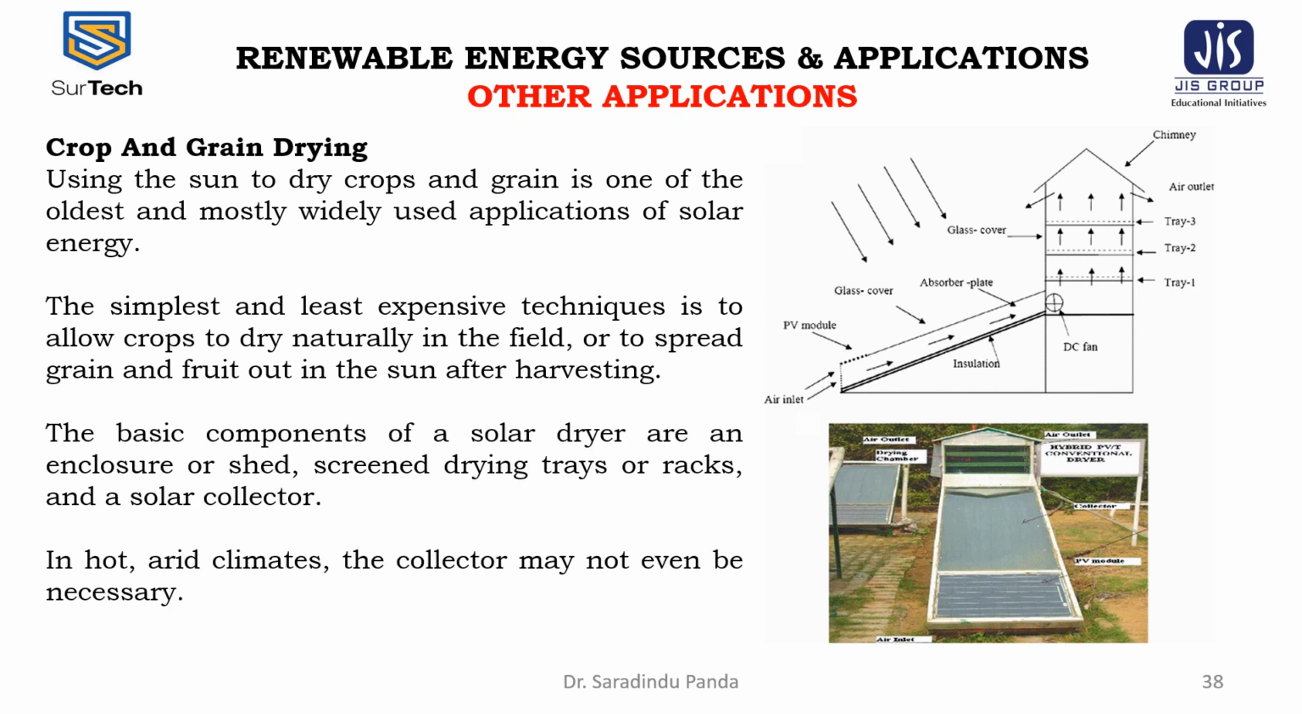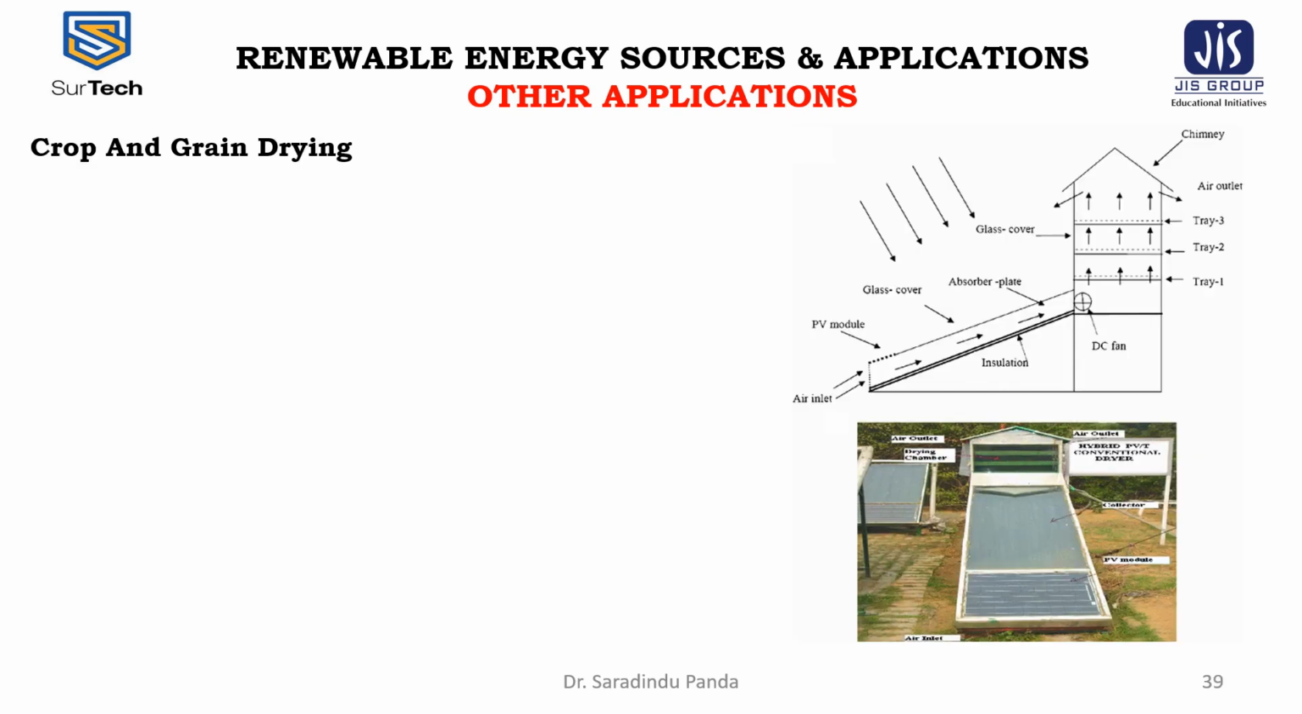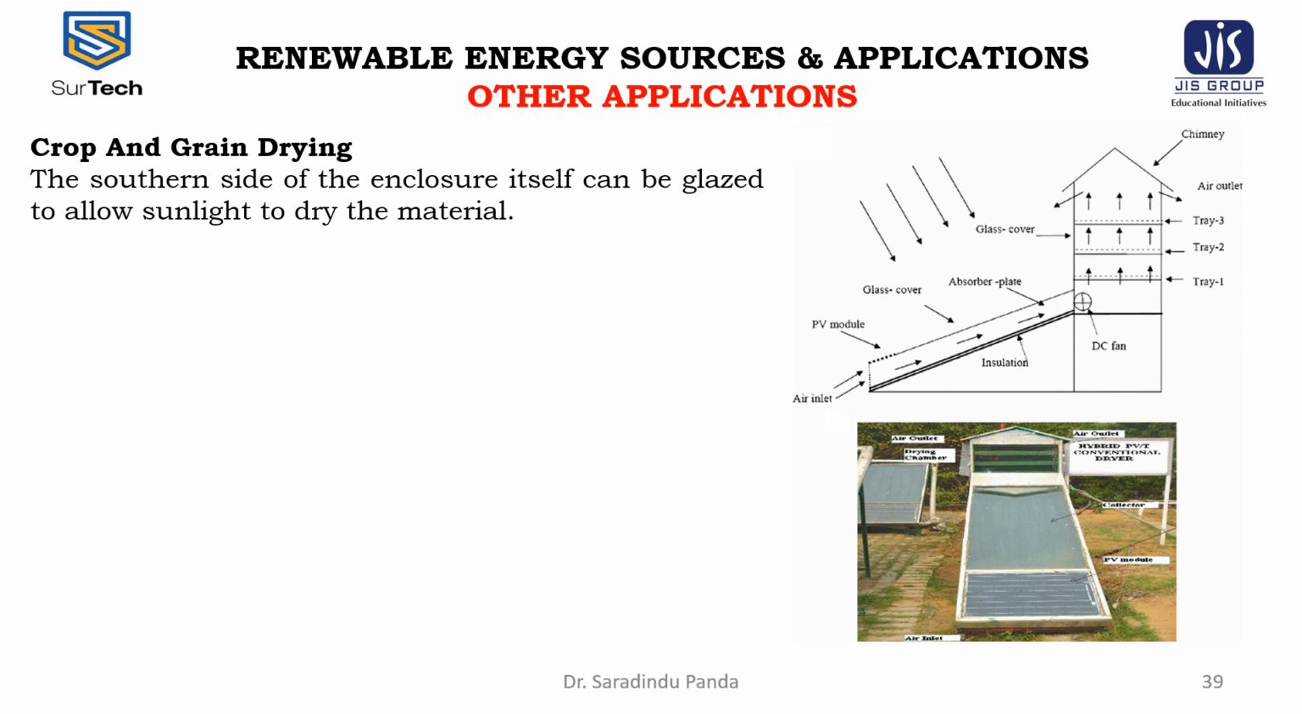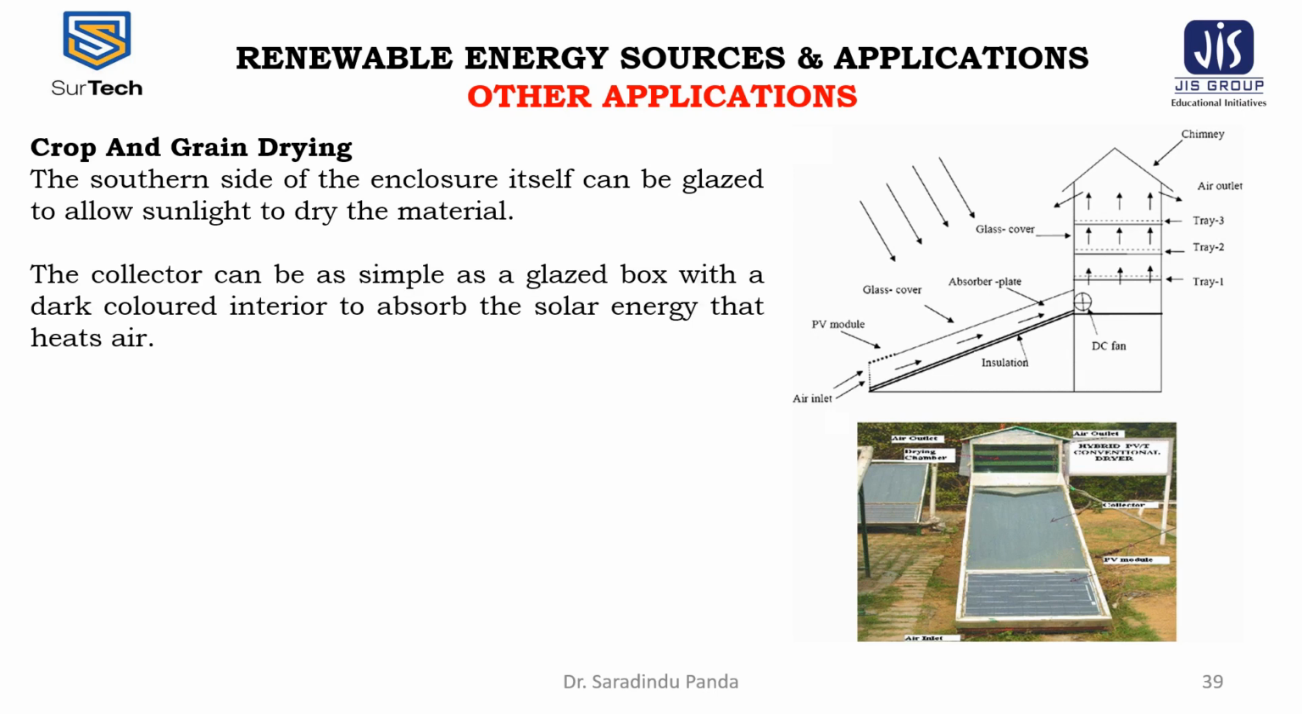The basic components of a solar dryer are an enclosure or shade, screen drying trays or racks, and a solar collector. In hot, arid climates, the collector may not even be necessary. For crop and grain drying, the southern side of the enclosure itself can be glazed to allow sunlight to dry the material.